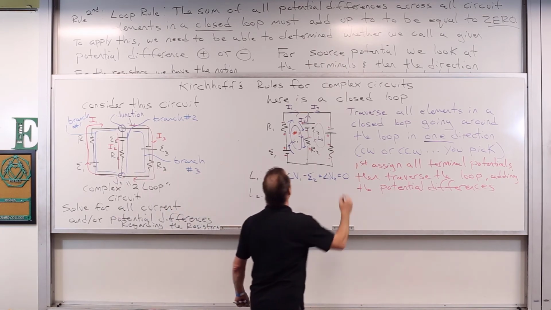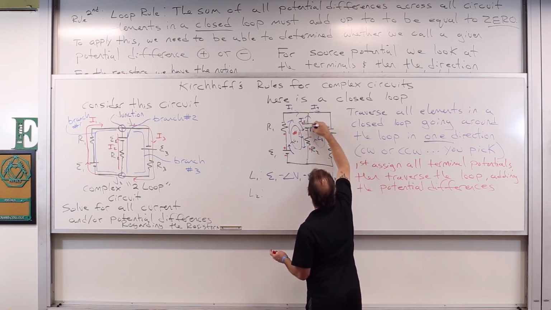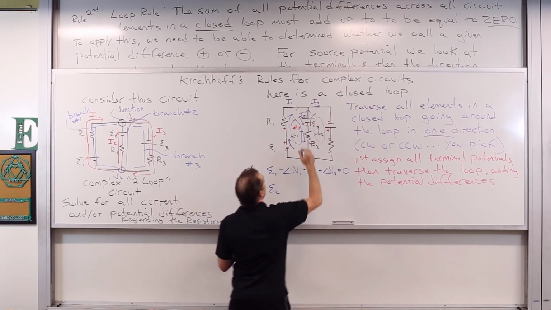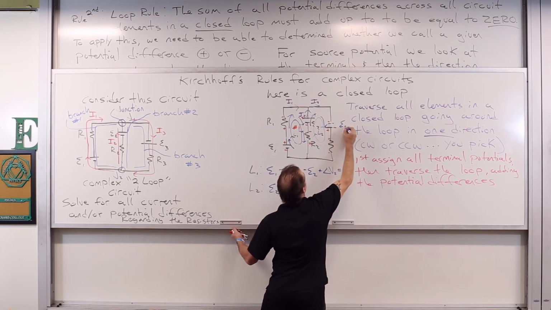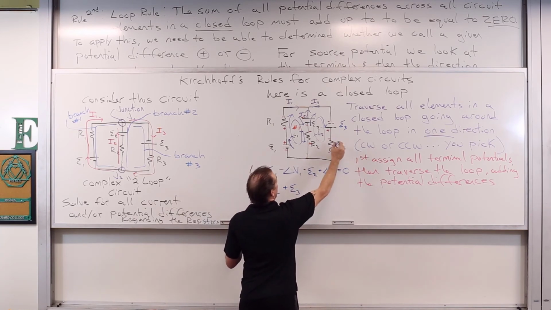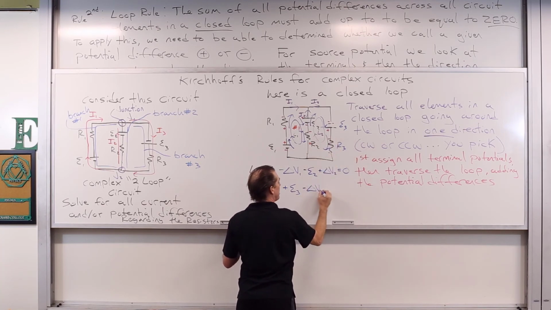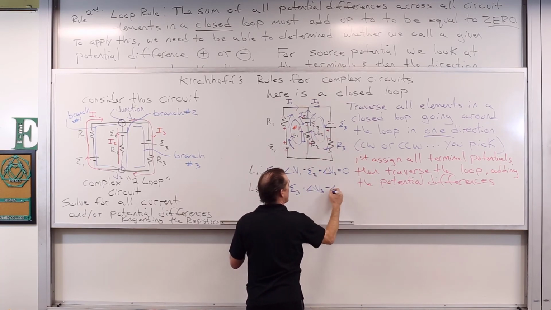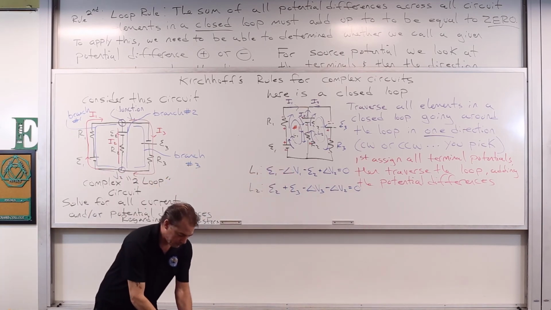We got ourselves L2, so I'm going to start right here and go like this. I go across E2 from minus to plus, which would be positive E2. I come around. I go across this one from minus to plus, and again, this was E3, from minus to plus, would be plus E3. Then I go across this resistor, from plus to minus, so I'd have minus delta V3. And then I come back around and I go across this resistor from plus to minus, which would be minus delta V2. That's the last one. That all adds up to be equal to 0.